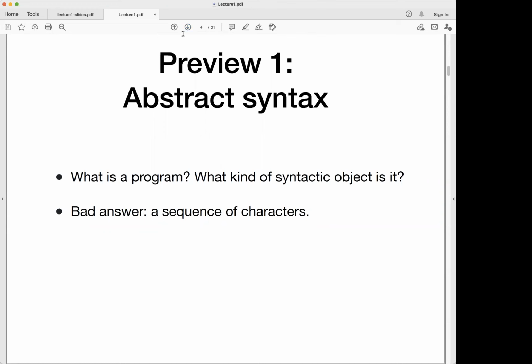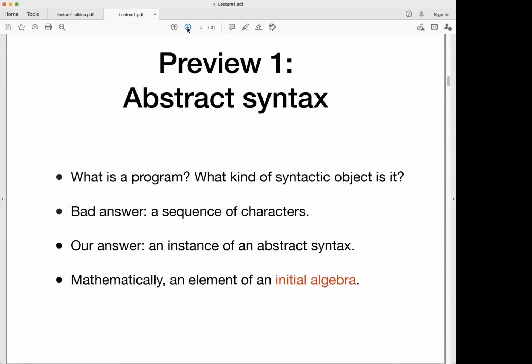So instead, our appropriate answer to this question is initial algebra. We're going to use two terms. One is computer science friendly: we'll say the syntax of a program is an instance of a so-called abstract syntax. Or mathematically, we're going to view this as an element of something called an initial algebra, which was invented in the work on algebra, and especially universal algebra.